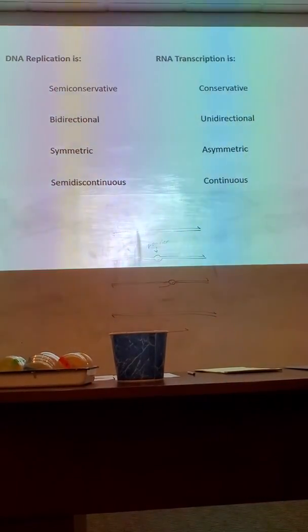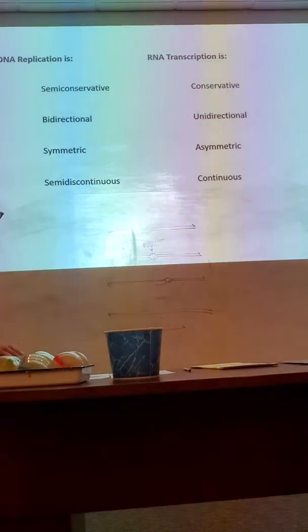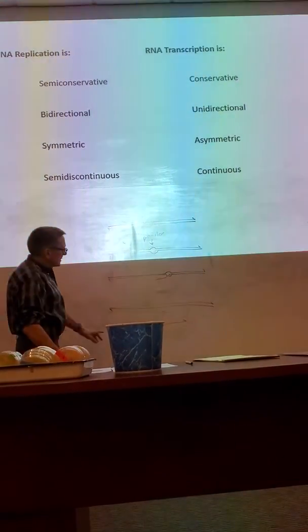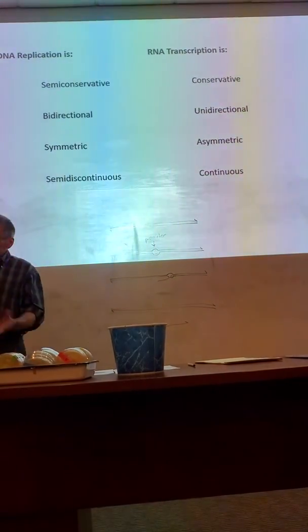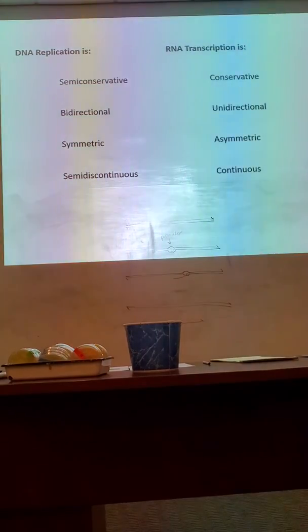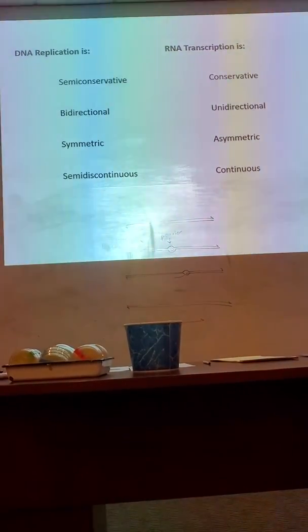Where does replication take place? In a eukaryotic cell, in the nucleus. Where does transcription take place? In the nucleus. But the product of transcription goes out to the cytoplasm. That's a change. So there's many, many differences between replication and transcription. These four terms and these four terms, these are the big ones.